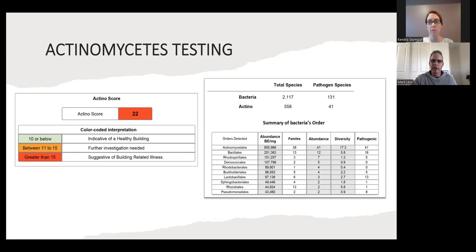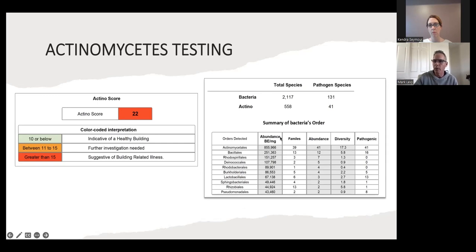So I always like to go to the summary page. And when I look at the actinomyces, I'm looking at the abundance or the bacteria equivalent per milligram. And if it's something that's close to 1 million bacteria equivalents per milligram, that's telling me that there's going to be an issue within that home when it comes to elevated counts of actinomyces. So this is a really good indicator right here in terms of the elevation portion of it.